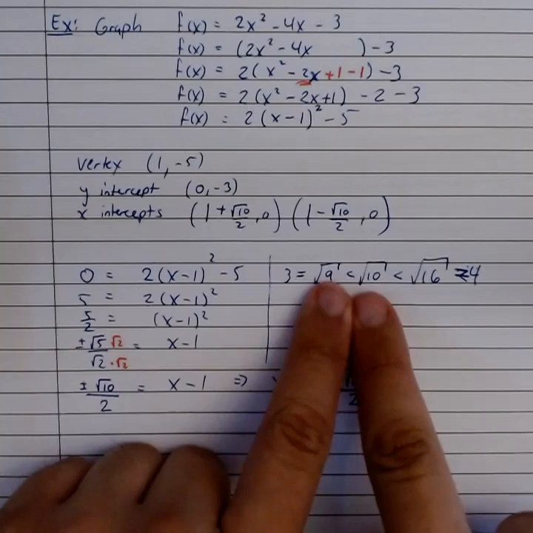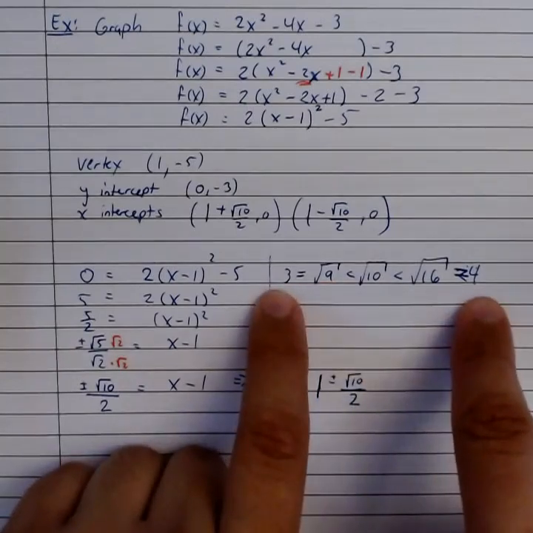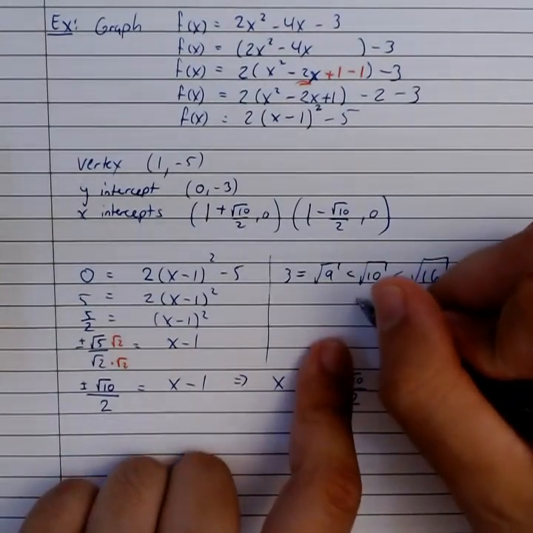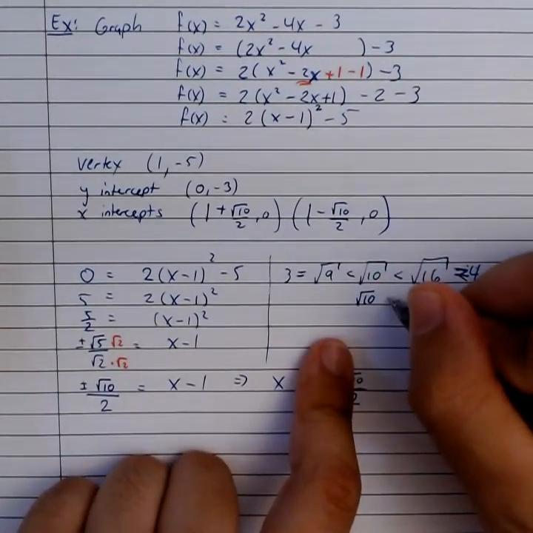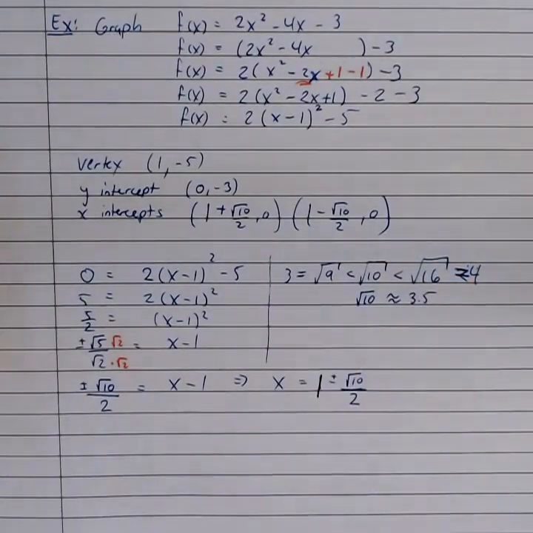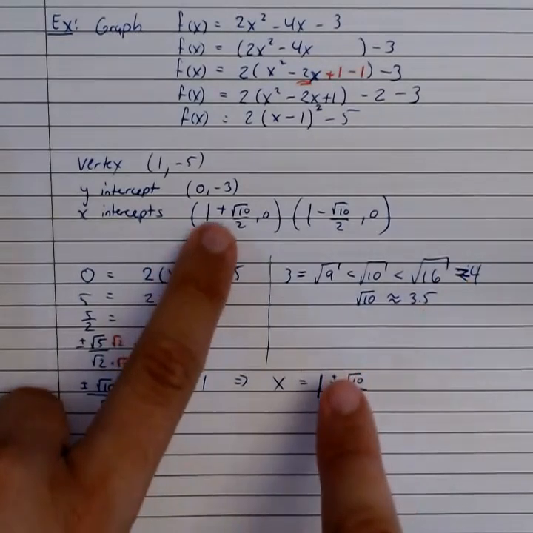Okay, so the square root of 10 is between 3 and 4, so let's say it's about 3.5. Is that right? No, not exactly, but it's close enough. So the square root of 10 is about 3.5. Okay, so now we can use that to find our points here.